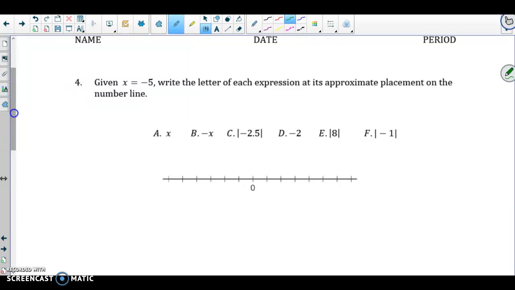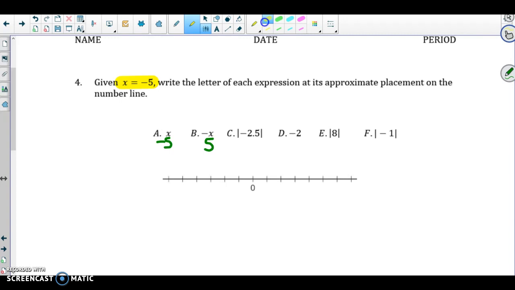So x, we were told up here that x equals negative 5. So basically x is just negative 5. So I could just write that in. Well, this is the negative of x. Well, if x is negative 5, the opposite of that, or the negative of that, would be a positive 5.